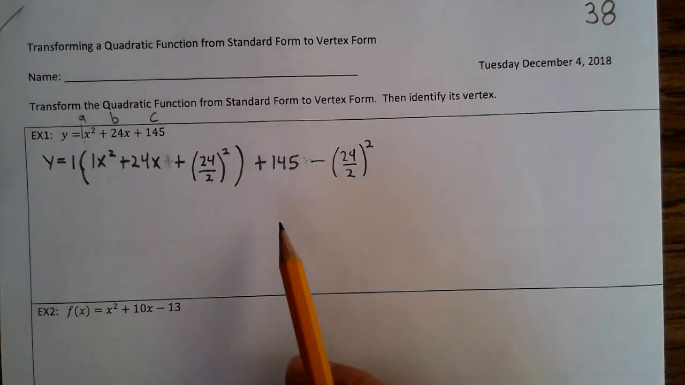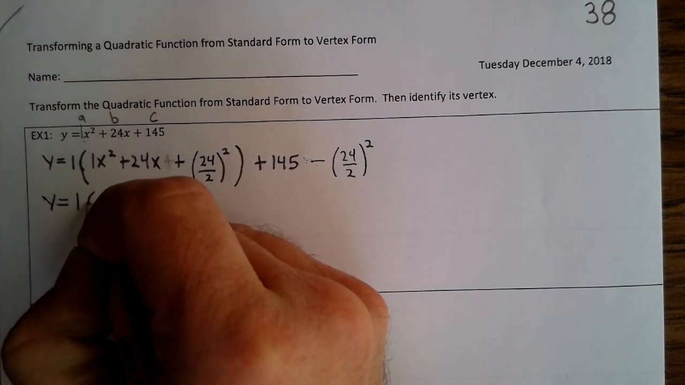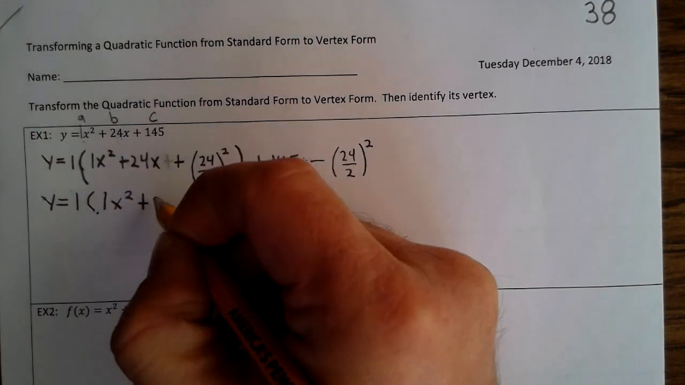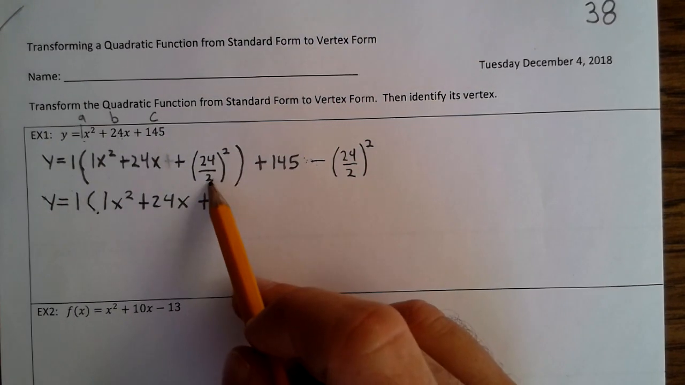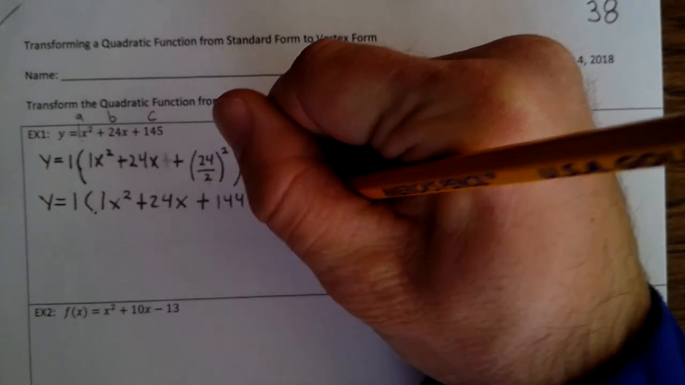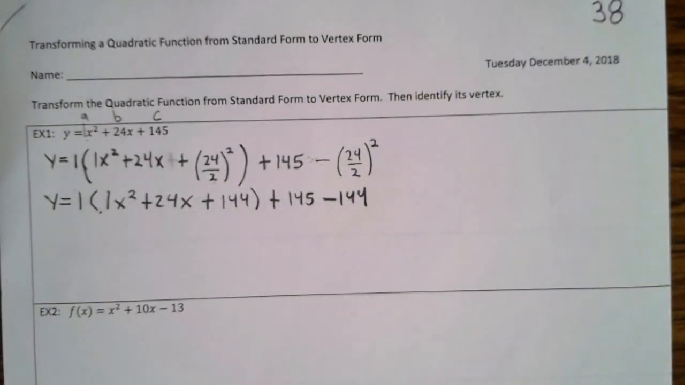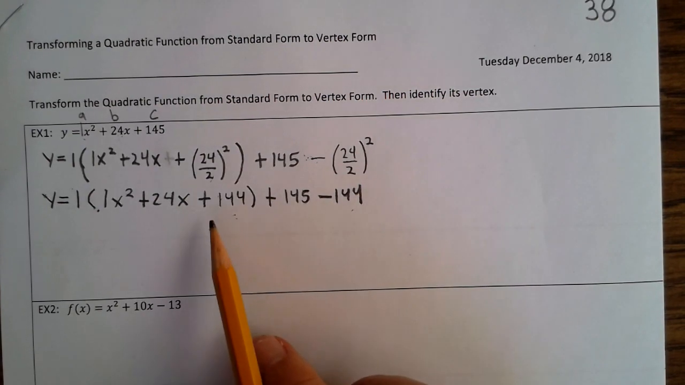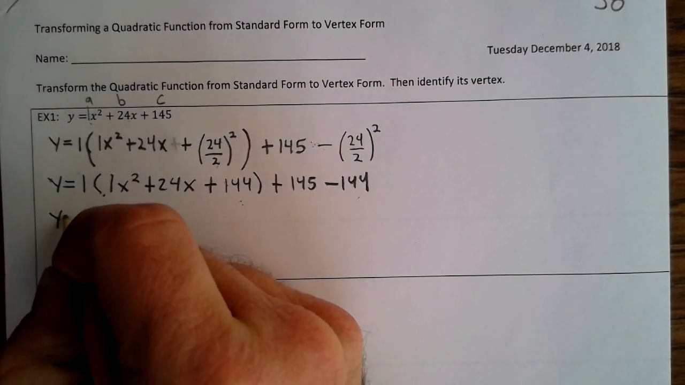Now we have y equals 1 parentheses 1x squared plus 24x plus 24 divided by 2 is 12. 12 squared is 144. So plus 145 minus 144. So notice we've added it, but we subtracted it. So technically we haven't changed the equation. So now we have y equals 1.